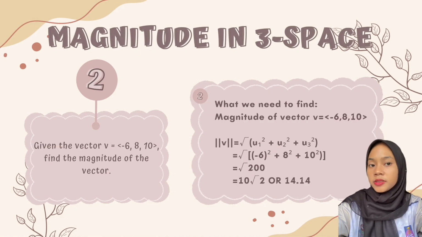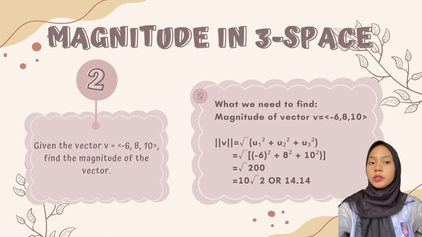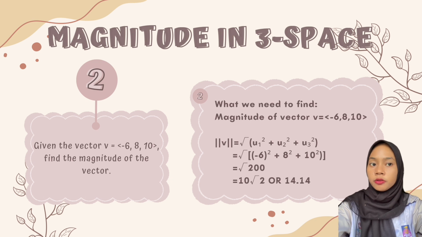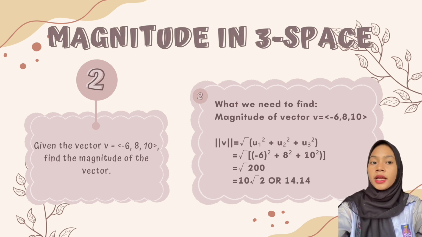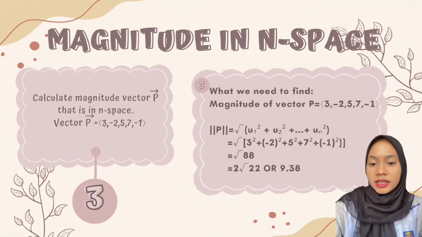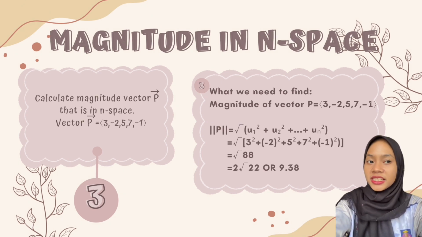Next, the magnitude in 3-space. Given the vector v equal to (negative 6, 8, 10), find the magnitude of the vector. So what we need to find? We need to find the magnitude of vector v, (negative 6, 8, 10). So we insert into the formula, the square root of u1 squared plus u2 squared plus u3 squared, and we just insert negative 6 squared plus 8 squared plus 10 squared, and we just press our calculator and we get 10 square root 2, or 14.14.